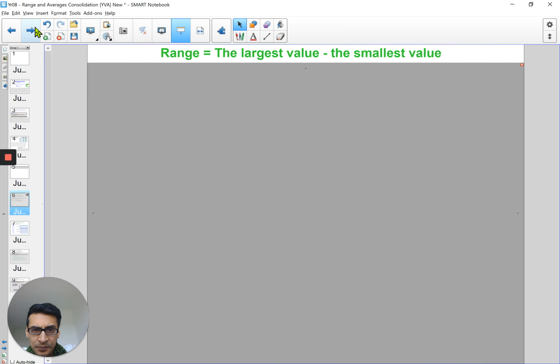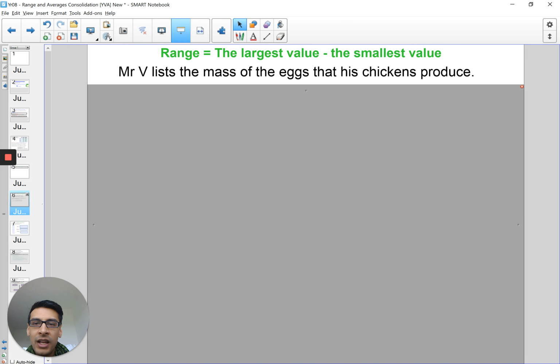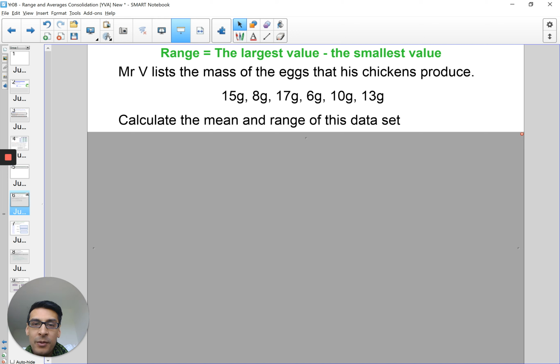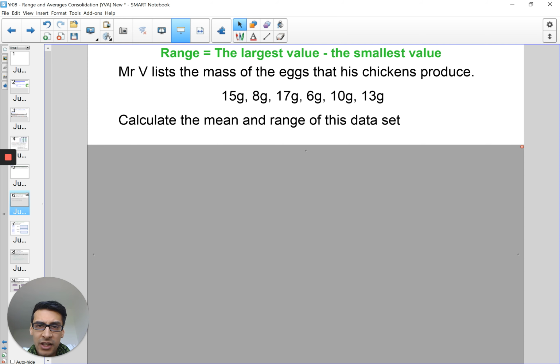Okay, so I put the formula on the top here. We're going to look at another example. So I list the mass of the eggs that my chickens produce. So here's the list. What I want you to do is two things. Work out the mean and the range of this data. And then after you've done that, I'm going to show you the answer. So pause the video here.